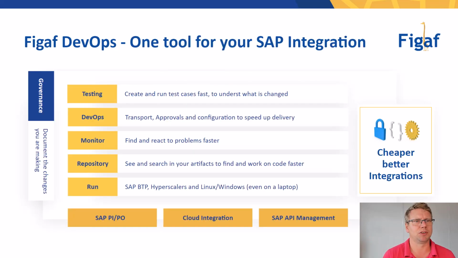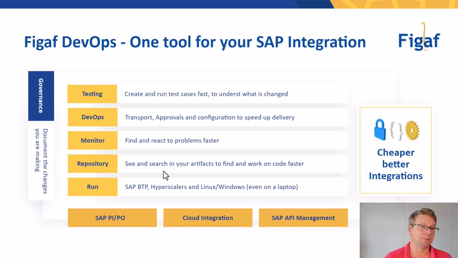And when we talk about Figaf DevOps, there are a lot of components in this. It's about testing, it's about DevOps. We'll see all of these in action. The only thing we'll not see is a repository. We can connect to a Git repository where you can have all of your integration and use that also as a development source. There are some separate videos for that, and I think that is a little more advanced topic.